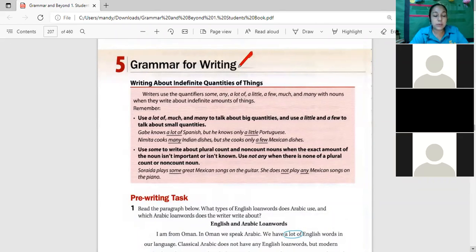For that reason, we use this part. Use some to write about plural count and noncount nouns when the exact amount of the noun isn't important, or maybe you don't know. Soraida plays some great Mexican songs on the guitar. She doesn't play any Mexican songs on the piano. That means the quantity is not important for you. You only mention it, but it's not important if this person plays 3, 4, 5 songs, etc.